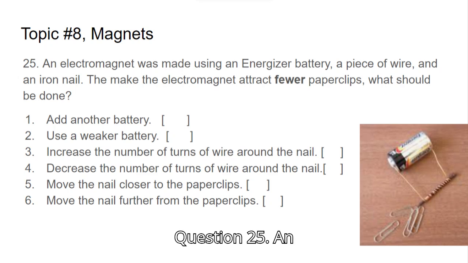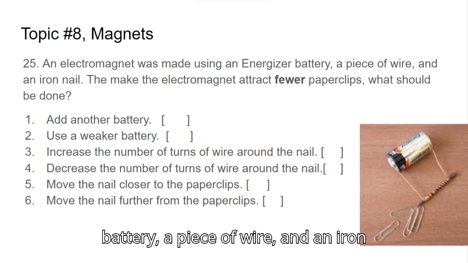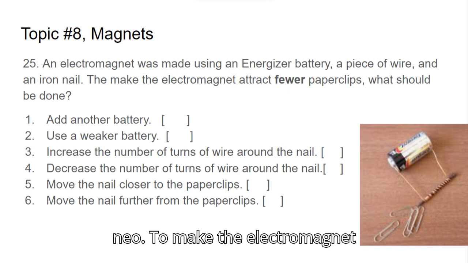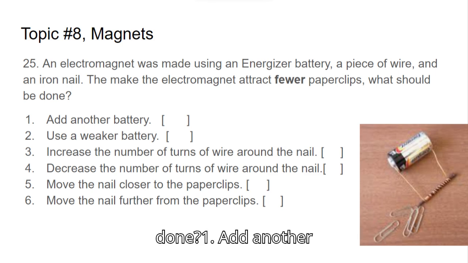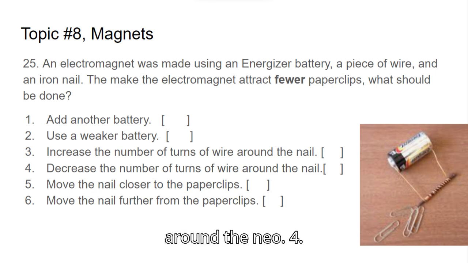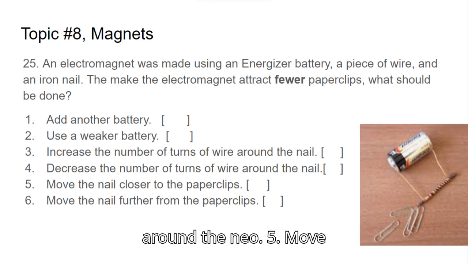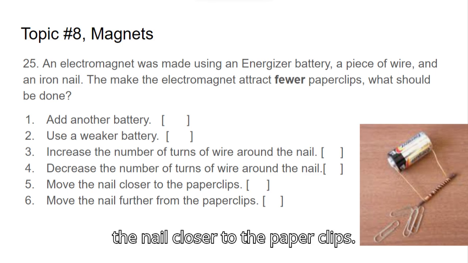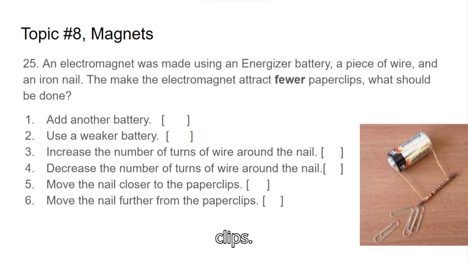Question 25. An electromagnet was made using an Energizer battery, a piece of wire, and an iron nail. To make the electromagnet attract fewer paper clips, what should be done? 1. Add another battery. 2. Use a weaker battery. 3. Increase the number of turns of wire around the nail. 4. Decrease the number of turns of wire around the nail. 5. Move the nail closer to the paper clips. 6. Move the nail further from the paper clips.